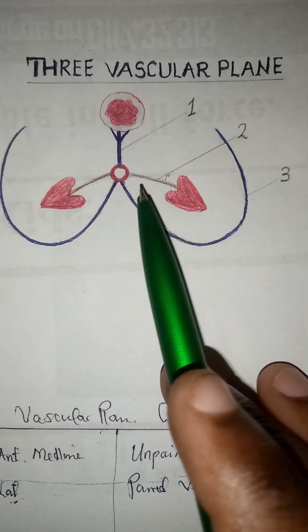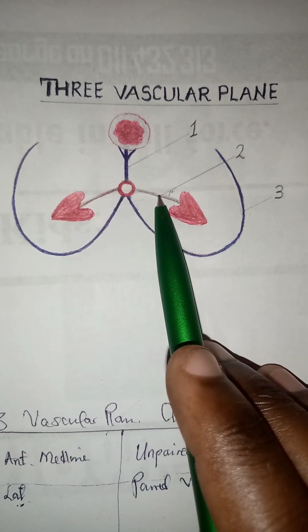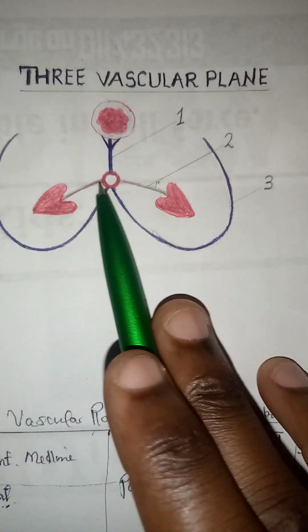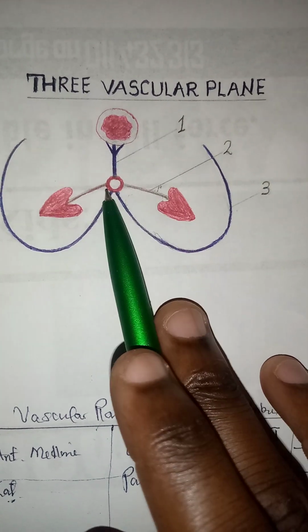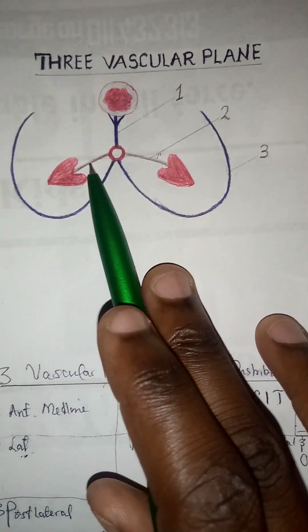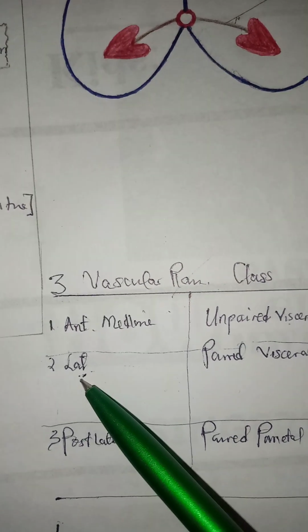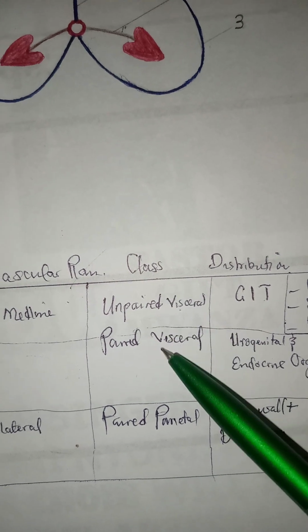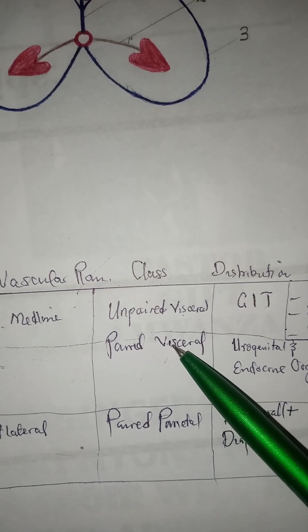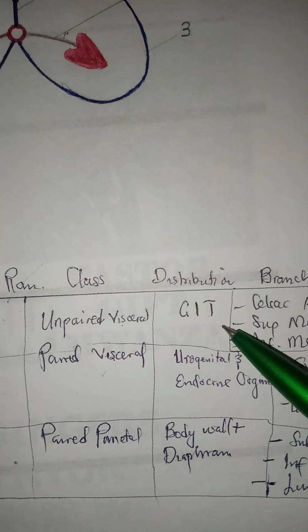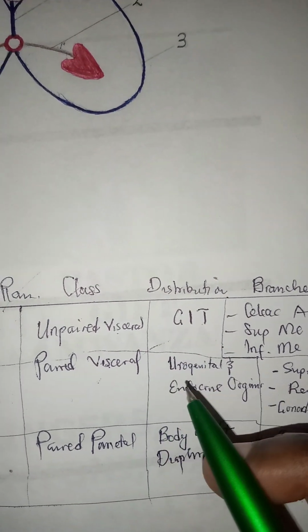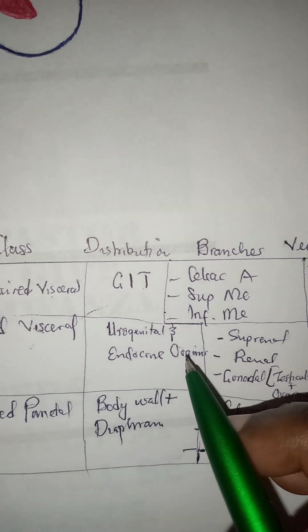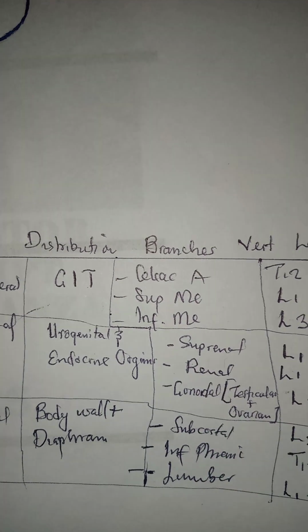So the second vascular plane is called the lateral vascular plane. You can appreciate here it is paired, so you have left and right. Okay. So this is the lateral vascular plane, and in terms of the classes, this is paired. And in terms of the distribution, this one is distributed throughout the urogenital and the endocrine glands. Okay, so it also has 3 branches.